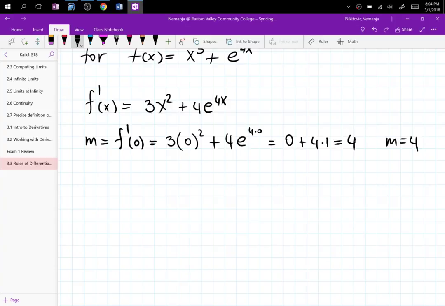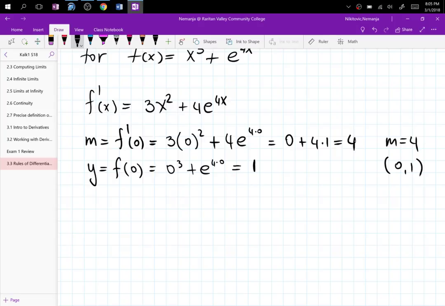So now I have slope and I have the x coordinate. The next part is to calculate the y coordinate, which is just f of 0. That is plugging into the original problem. So that's 0 cubed plus e to the 4 times 0, and the whole thing is 1. So now I have the specs: slope is 4 and the point is (0, 1).